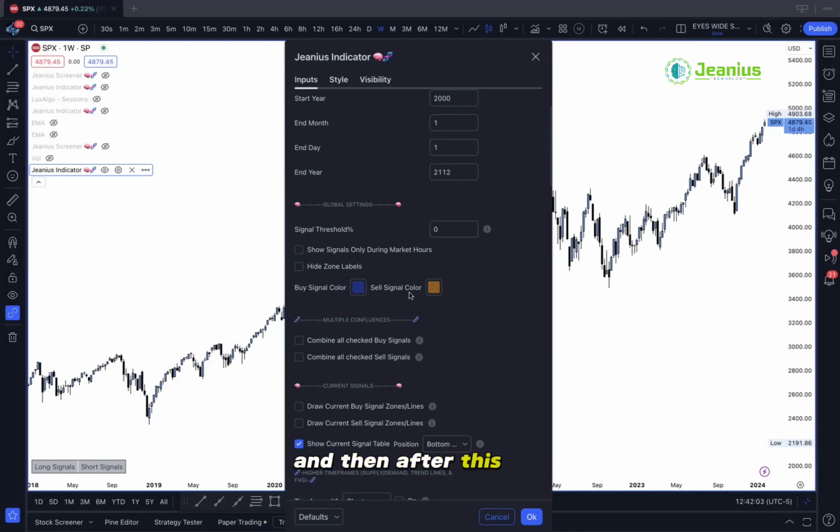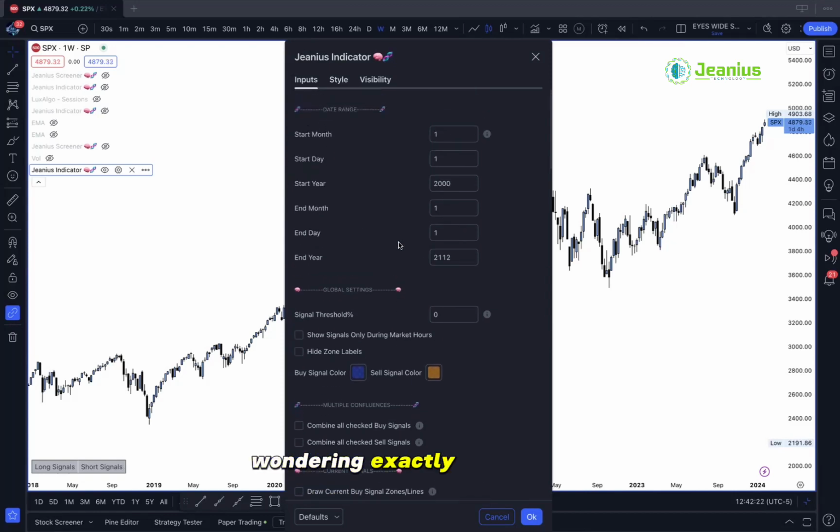And then after this one, I'll do the screener and I'll show you how the screener and the indicator coincide with one another. It pertains to keeping up with your edge on other tickers without having to actually be on those charts. That'll be later, but that's the Jeanius indicator for anyone that was wondering exactly what this is. So to start it out, we have the data range here.